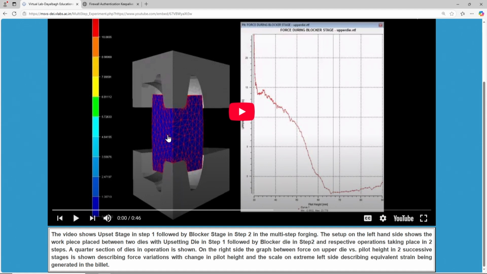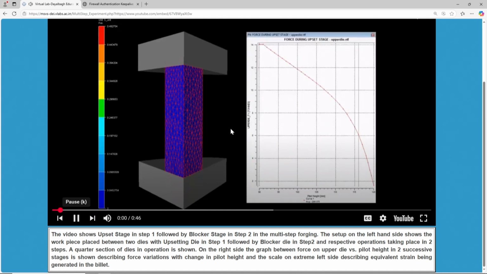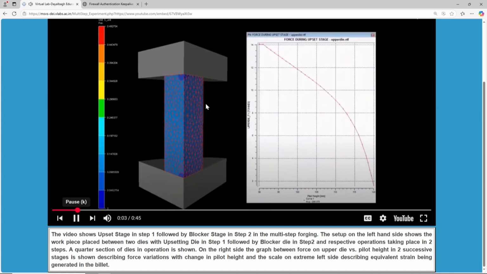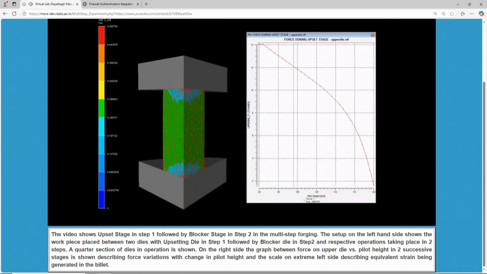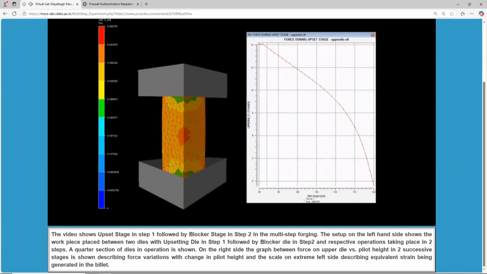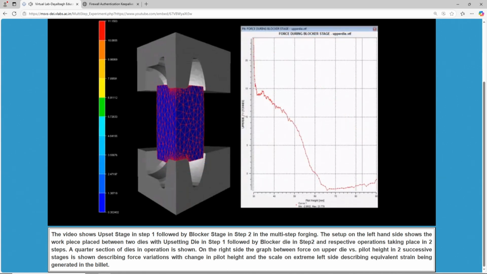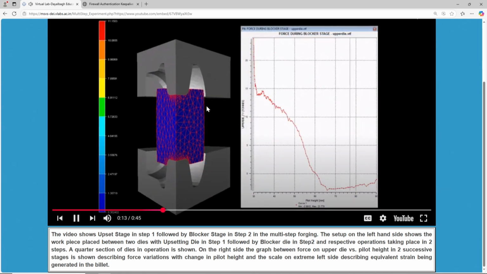This is a raw material here, and you can say a triangular mesh here. So to develop the CFD module here, this mesh is generated or created. So I'll play the video and you can see the die moving, and the video shows upset stage, that is in step 1, where it is upset, followed by a blocker stage, that is step 2. This is second stage in this blocker, will give it the final shape.